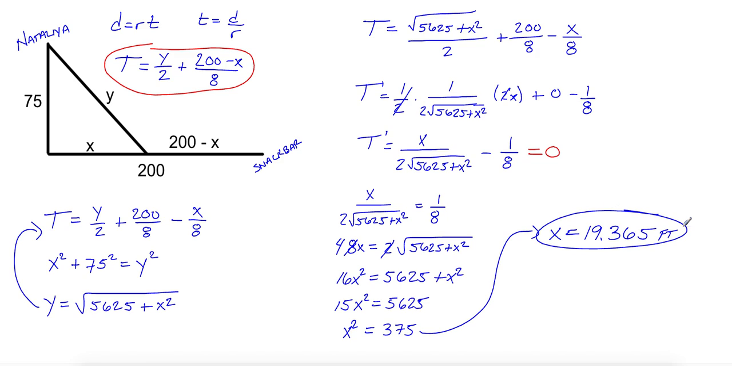So what that actually means is that Natalia, in order to minimize time, should enter the shore 19.365 feet down shore. In other words, she should swim so that this distance here is 19.365 feet.